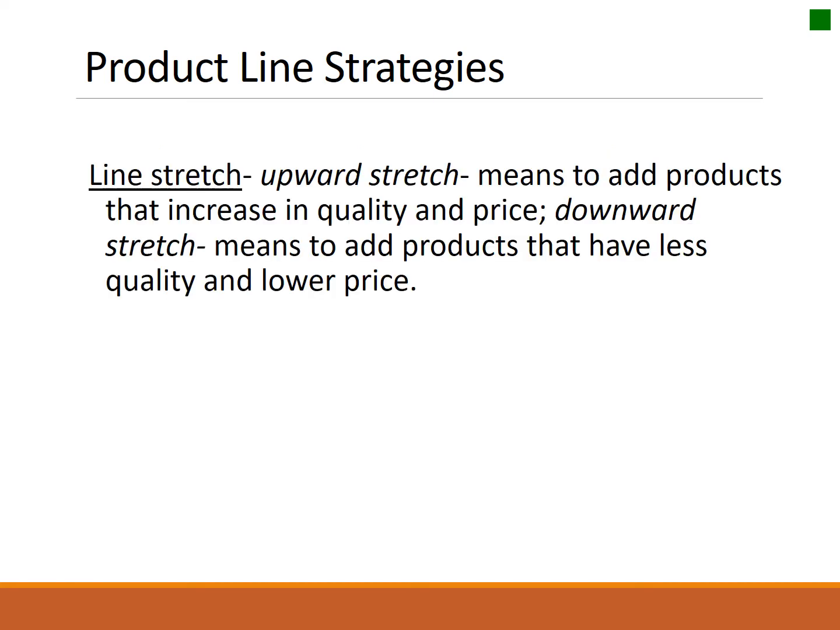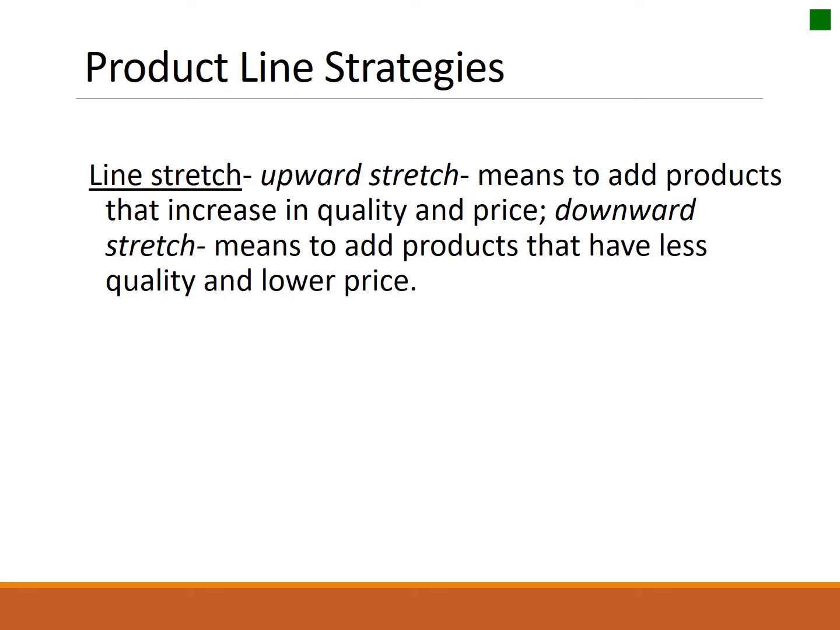Line stretch is when we add a product that's either more expensive and better performing, or less expensive and lesser performing. So earlier on when we were talking about Intel and we looked specifically at the Celeron product, that would be a downward stretch because that's a product that is less pricey, less performing than their other products, but it stretches their product line downward in terms of the market that they're trying to reach.